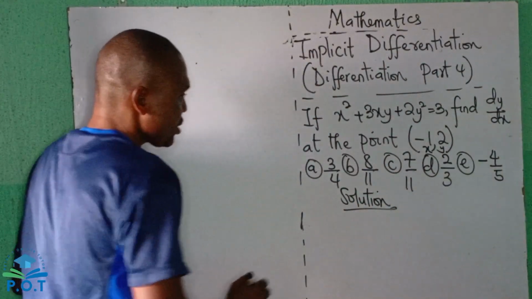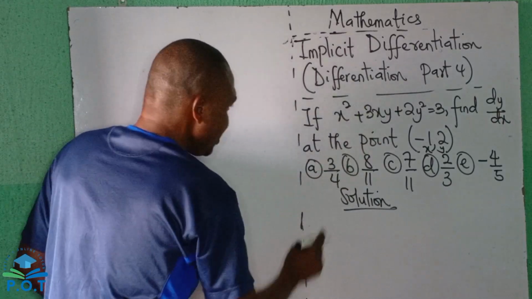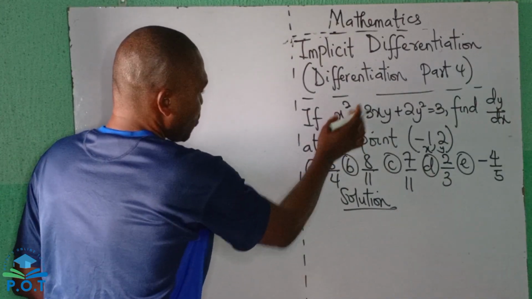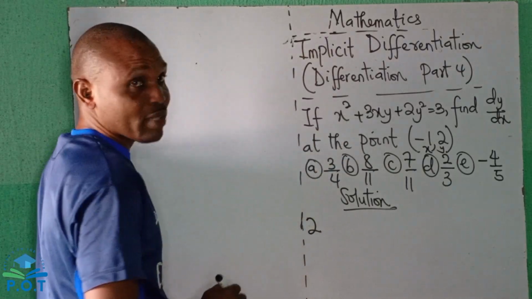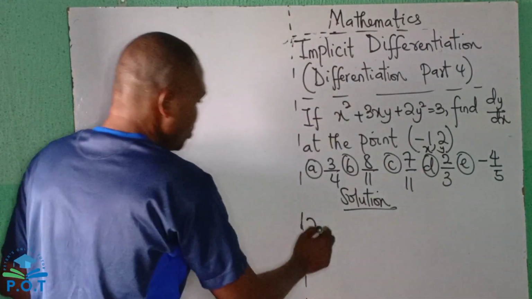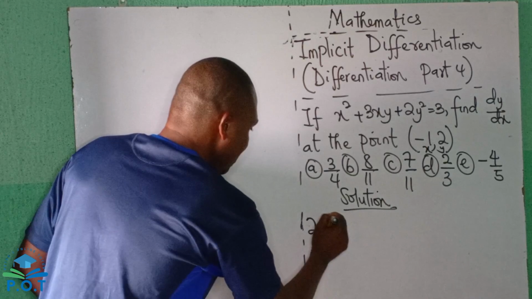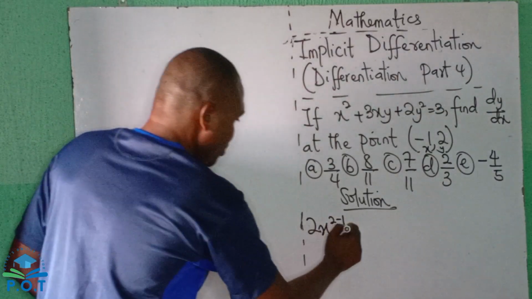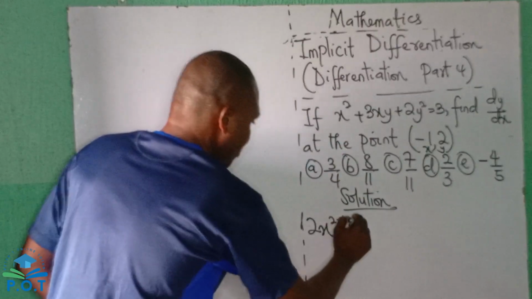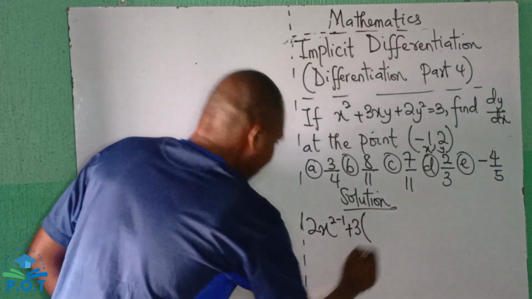Okay, now at this point, what do I do? Now from here, let me differentiate this. X squared, I'm going to bring down 2 because 2 is the highest power of x here. So I'm going to bring down 2, I'll write x squared and then I'll subtract 1. Plus this is 3. I'm going to write 3 and then open the brackets.